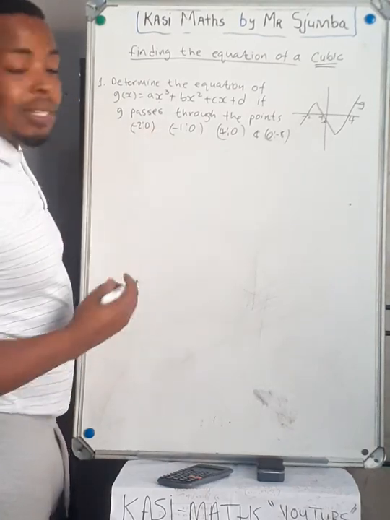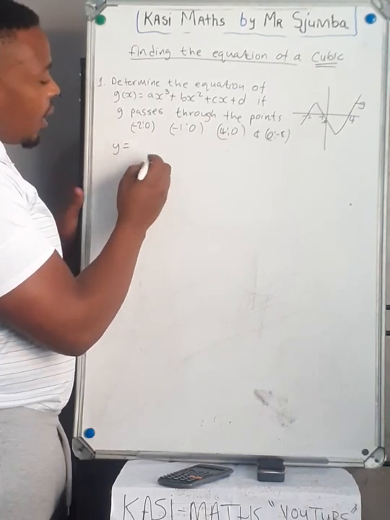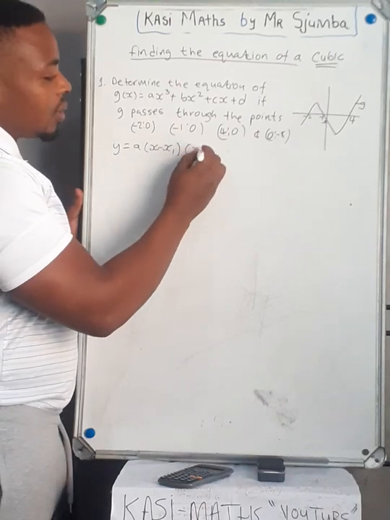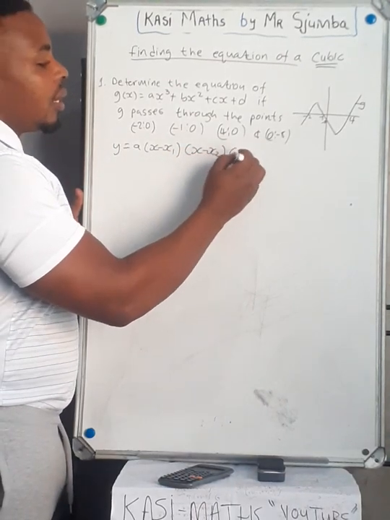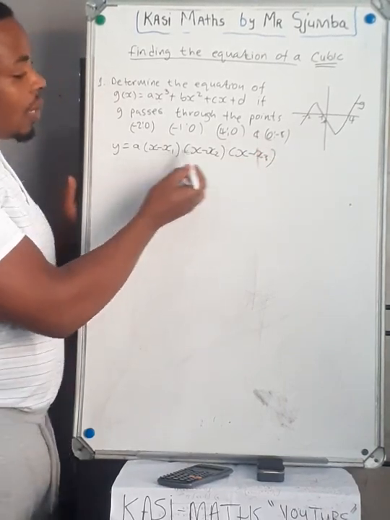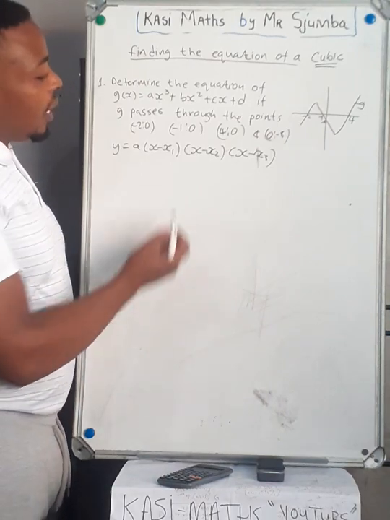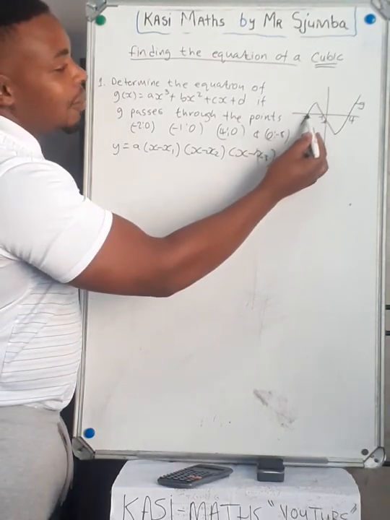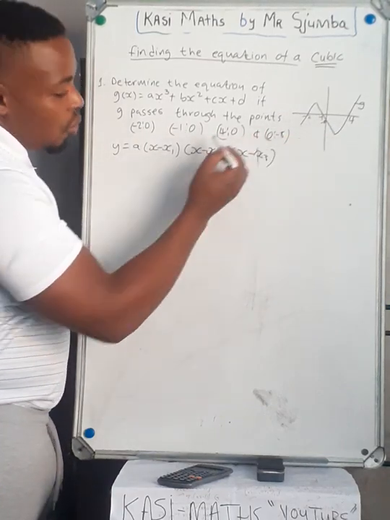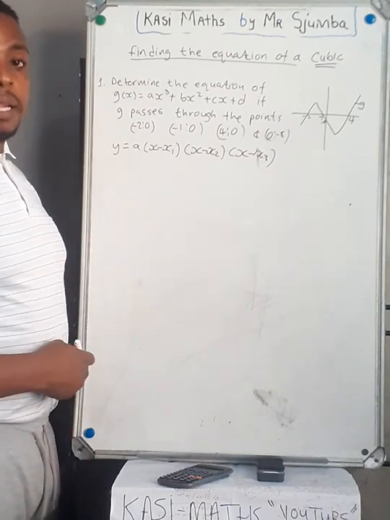So the equation we use, just like for the parabola, when we are given the x-intercepts, is y equals a into x minus x1, x minus x2, x minus x3. x1, x2 and x3 represent the x-intercepts. So if we are given the x-intercepts, which are -2, -1 and 4, it means we must use this. But if we were given a turning point, we would use a different method.